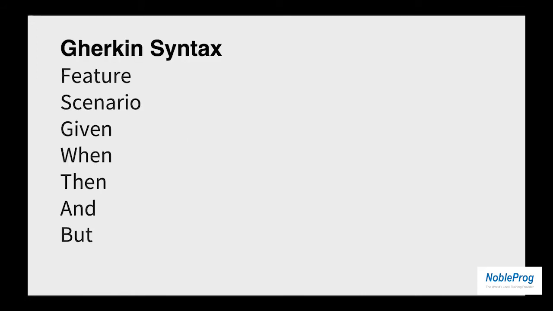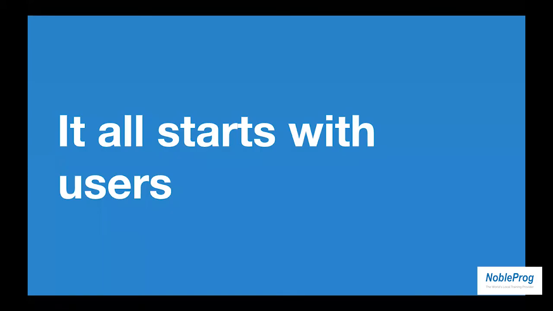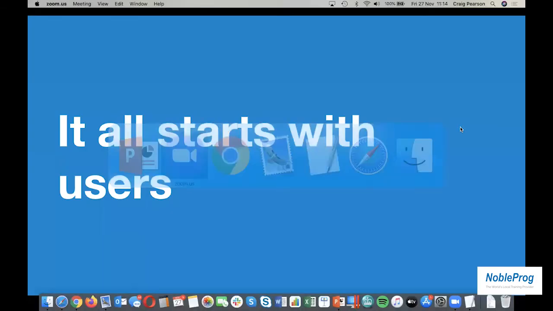And it has quite a narrow set of words that you can use. Features and scenarios, given, when, then, and but. So there is quite a narrow syntax that we use, which makes it powerful because everybody can understand this. Everybody from the business, from the technical side, from the testing side can get on the same page with this language and really create some powerful scenarios. But first of all, it starts with users. It's very much a language that we use when engaging with our users.